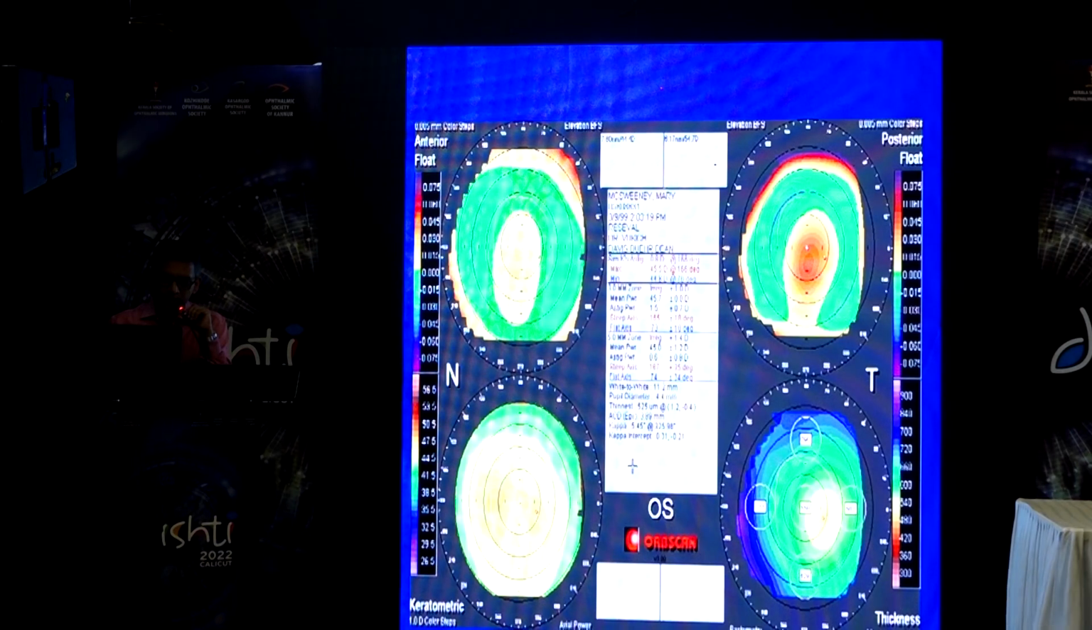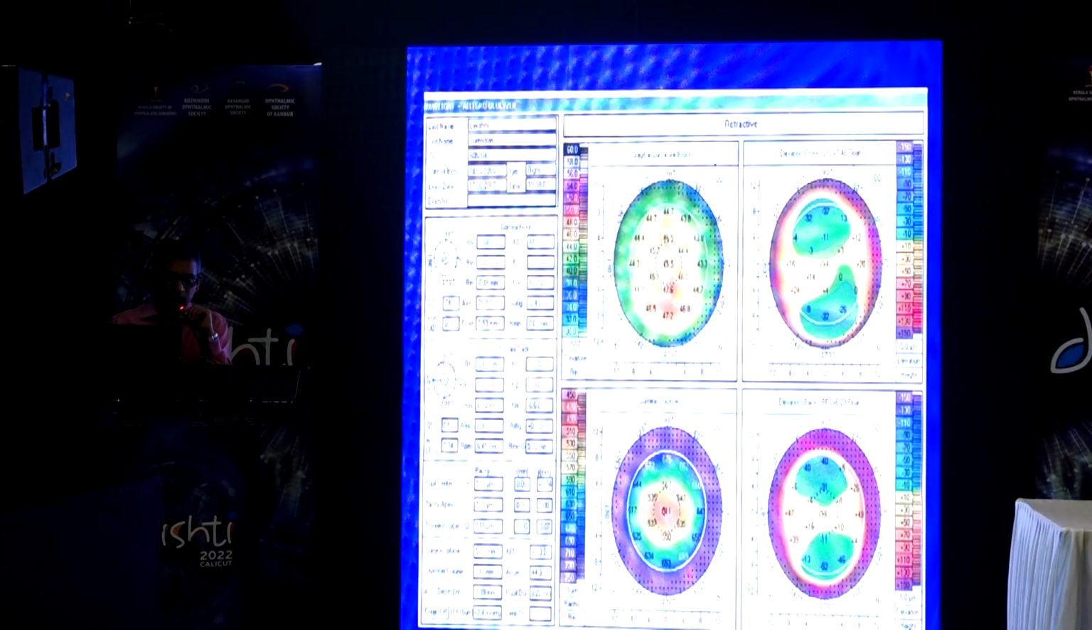So you have an anterior float, then you have a posterior float, you have certain normal values, and if it is beyond those normal values, you have to consider it as abnormal. Obviously, you have to look at the axial curvature map and the pachymetry map also.